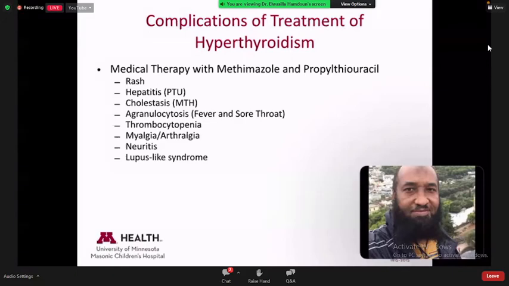And also remember, any jaundice in these children needs to be investigated by doing LFTs. So remember, LFT and CBC, when they come to your office on this medication, should be your next best step.